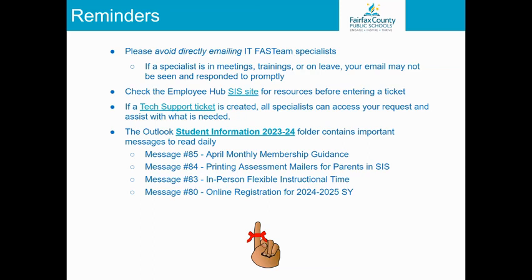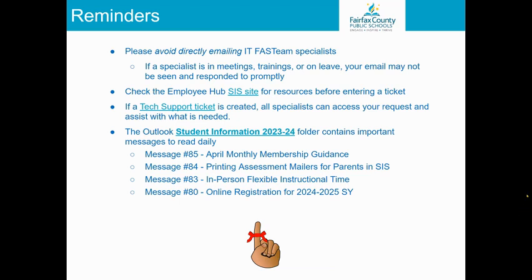Please also make sure you're checking the Outlook Student Information 23-24 folder, which contains important messages. A few of the recent messages that have gone out: message 85 went out yesterday, that's the April monthly membership guidance. Message 84 was regarding printing assessment mailers for parents and SIS. Message 83 had to do with in-person flexible instructional time. And message 80 was the online registration for 2024-2025 school year update. So if you want to review, those are recent and might have some information that you'll need.